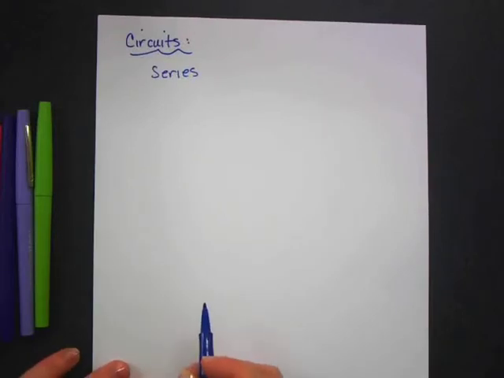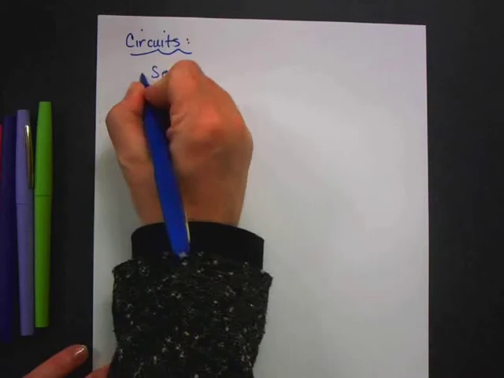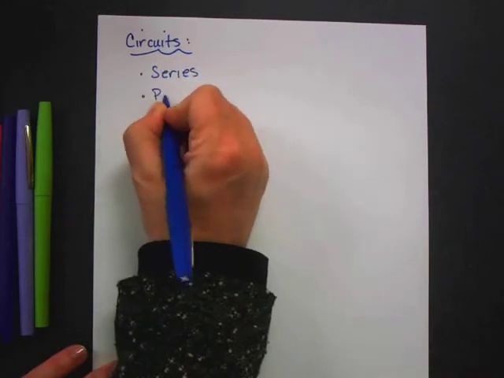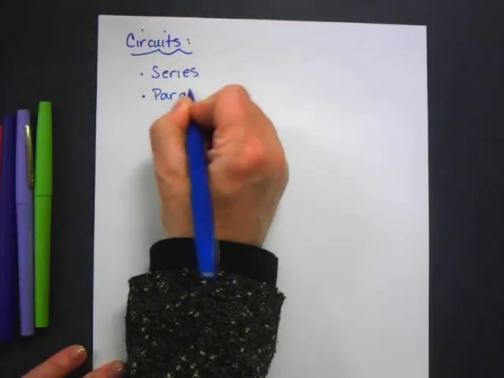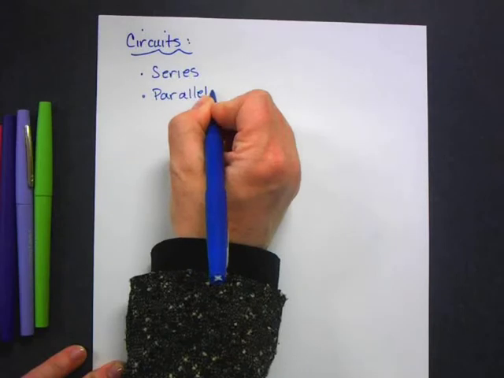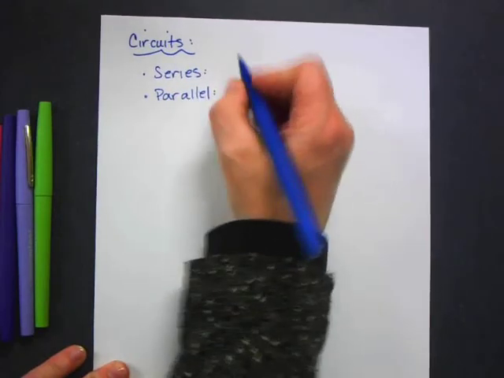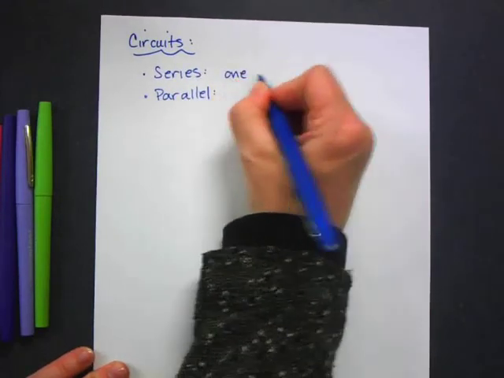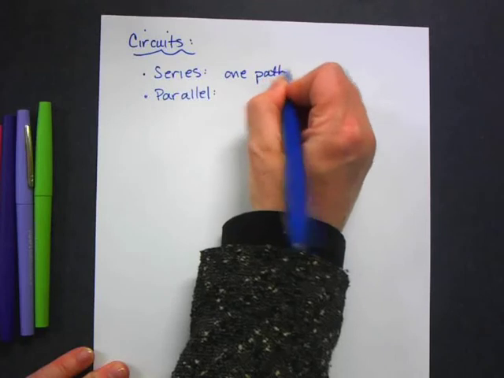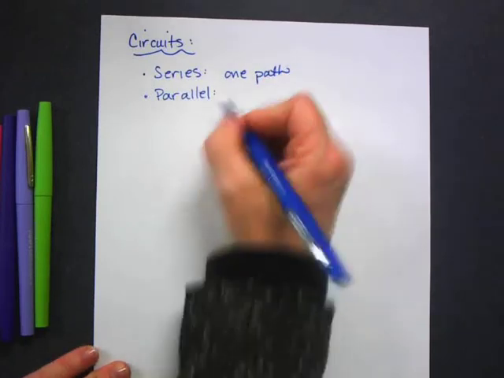So there are two types of circuits, series and parallel, and there are advantages and disadvantages to each. A series circuit has one path, and a parallel circuit has more than one path.